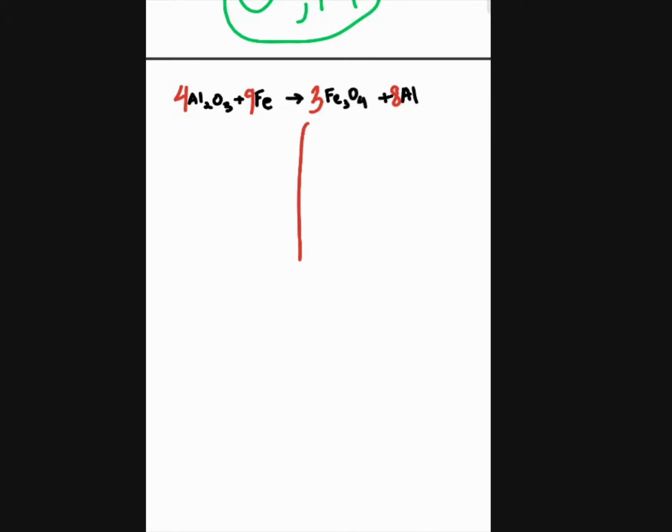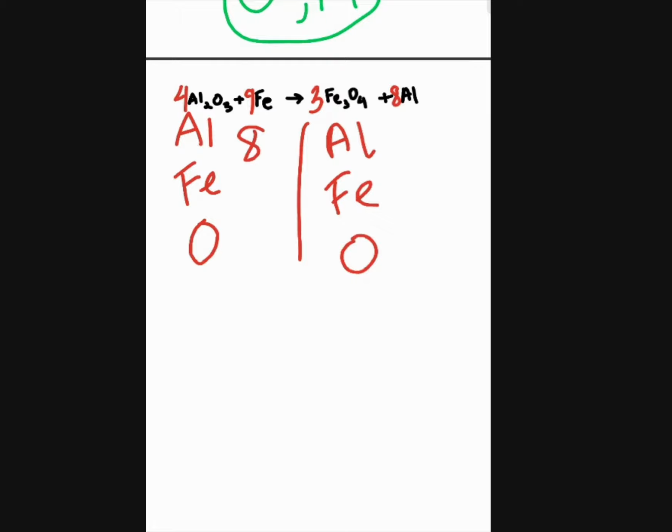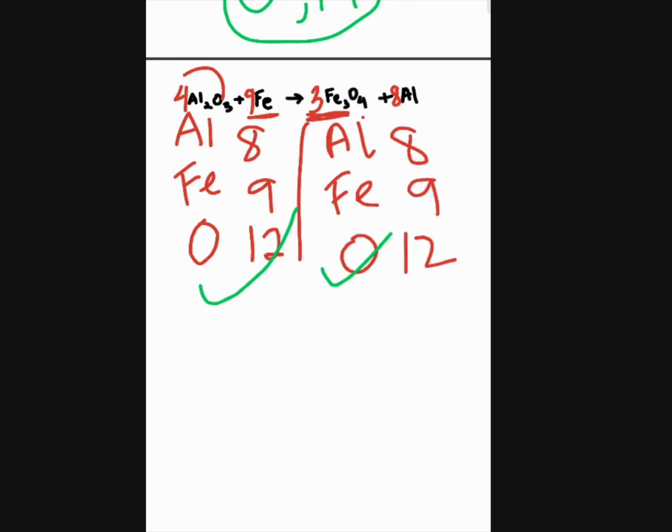Let's break it down and write down the elements we have. We have aluminum, iron, and oxygen. Here we have 8 aluminum. Here we also have 8 aluminum. Here we have 9 iron, and here we have 3 times 3, 9 iron. And here we have 4 times 3, 12 oxygen, and here we have 3 times 4, 12 oxygen. So yes, our equation is balanced in the right way, and this is the balanced equation.